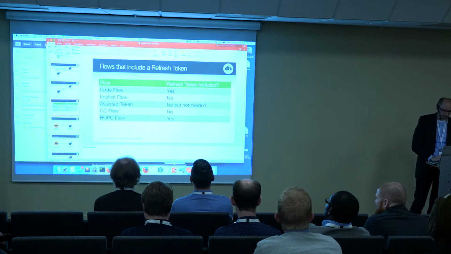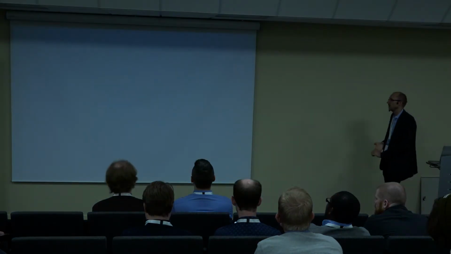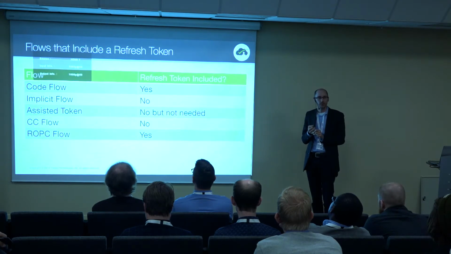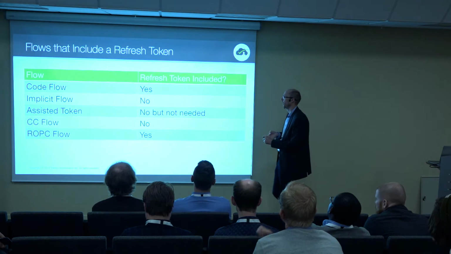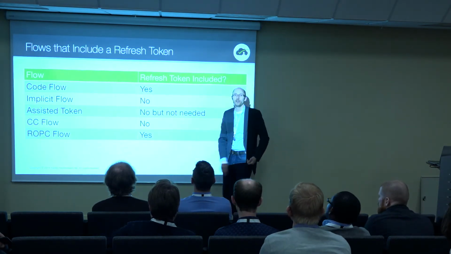Back to PowerPoint. So here I have this table. This is an important one as we look at all these flows. So we talked about code flow today. We talked about implicit flow. We talked about assisted token flow. We talked about client credential flow. And there's another one called resource owner password credential flow. And actually there's like, even more.